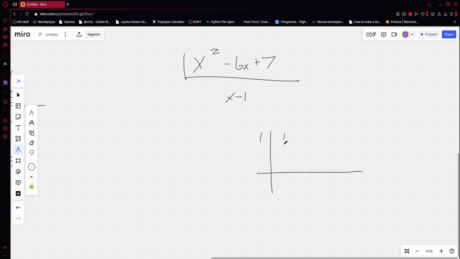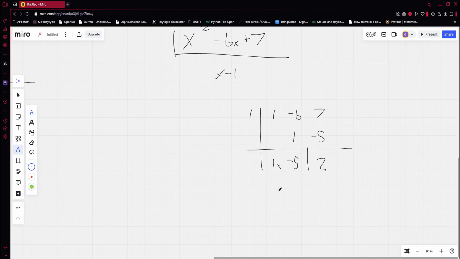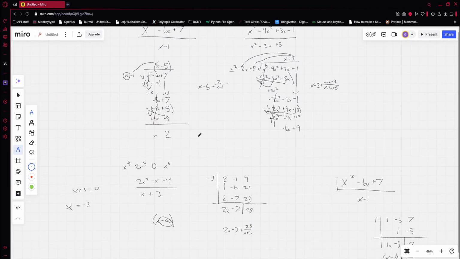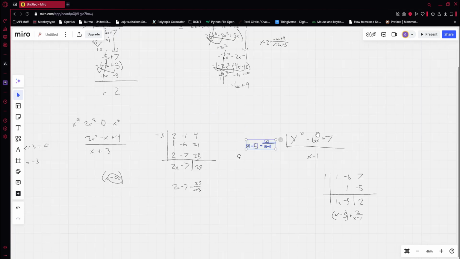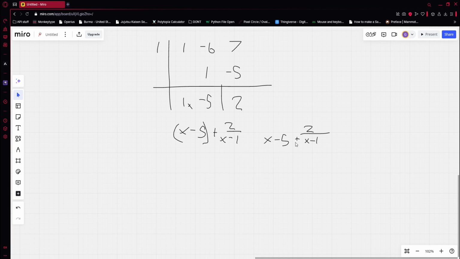So, coefficient of 1, coefficient of negative 6, coefficient of 7. And you see how fast it is. You bring it down, multiply, negative 5, multiply, negative 5, and then you combine the two, and then you get 2. x minus 5 plus 2 over x minus 1. And would you look at that? Different methods. One took substantially longer, but we got the same answer. x minus 5 plus 2 over x minus 1.